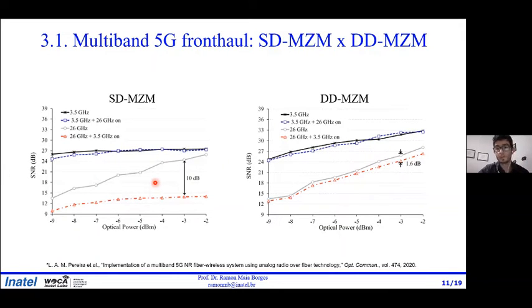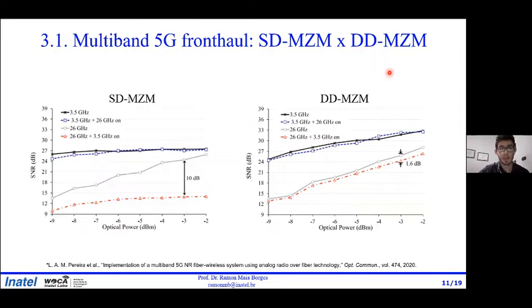Next, we turn on the 3.5 gigahertz and we observe 10 dB of SNR degradation when we make the 3.5 gigahertz on, and 15 dB SNR degradation in the 26 gigahertz signal. And it can impact the coexistence of these signals.